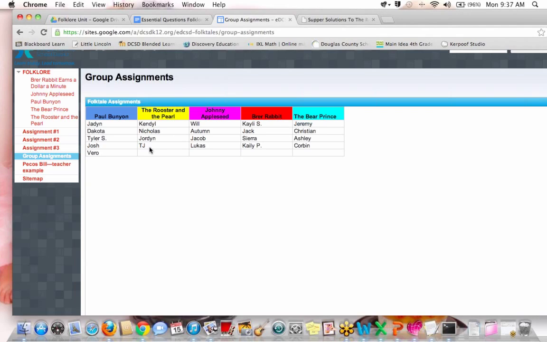Okay, so today for the Rooster and the Pearl, we have TJ with us. For Johnny Appleseed, doesn't look like we have any 6th graders. For Briar Rabbit, we have Kaylee S., who did a fantastic job filling out the sequence chart. And we have Kaylee P. and Jack, who will help her describe the story. And for the Bear Prince, we have Christian and Ashley here with us today. And hopefully Jeremy was able to add to that as well, because I have not seen him join us yet.